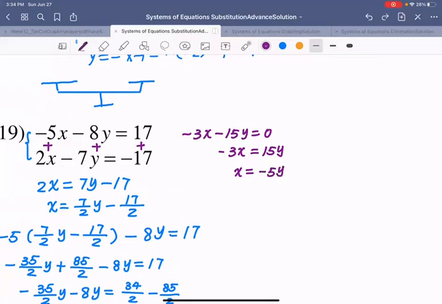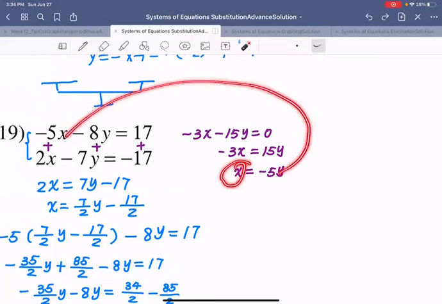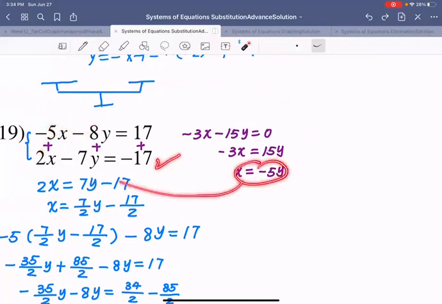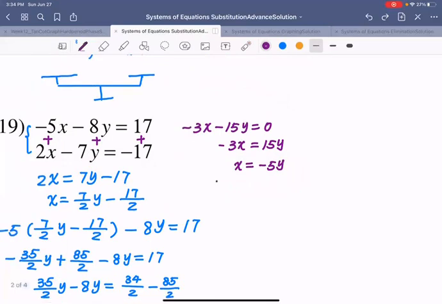Now we are going to plug in this guy into any of these. Look at this. This number is a little bit smaller than this one, so I'm going to choose this. You plug in this guy to here or plug in here, both will give you the same answer, doesn't matter. So I choose the smaller number to make the calculation easier. Go ahead, let's plug in, Ethan. 2x minus 7y, x will be replaced by negative 5y, right? Yeah. Minus 7y equals negative 17.